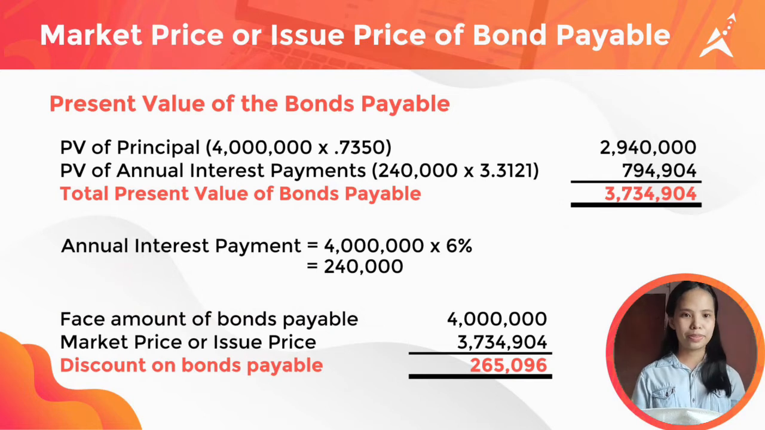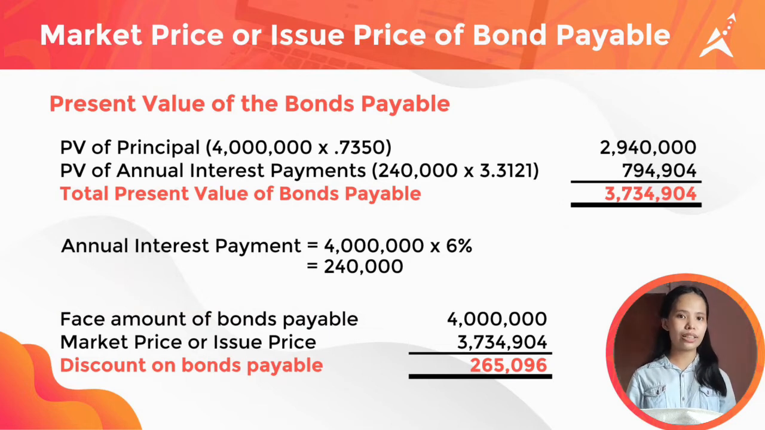794,904. Now let's find the sum of the present value of principal and the present value of annual interest payment to find the total present value of bonds payable. So 2,940,000 plus 794,904 is equal to 3,734,904.